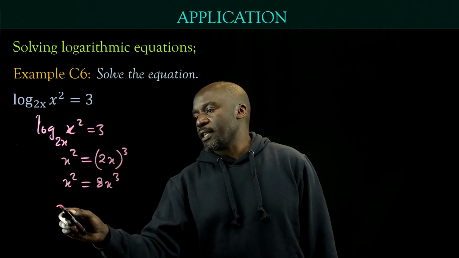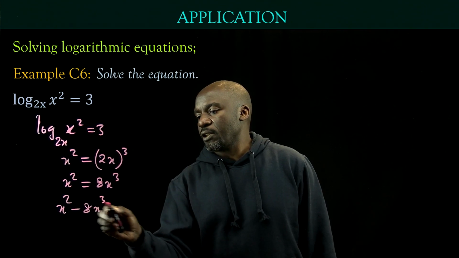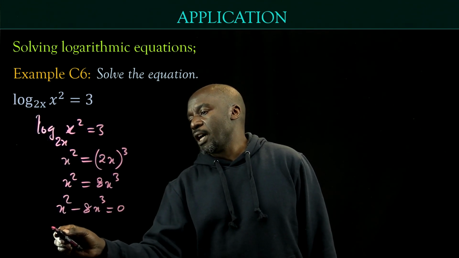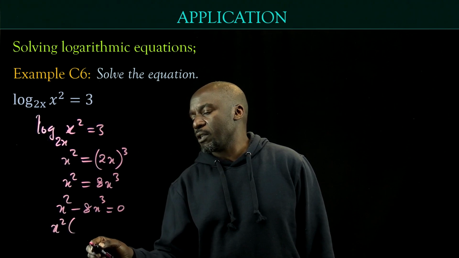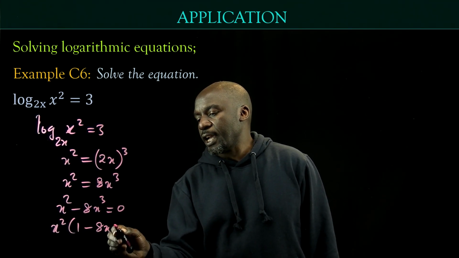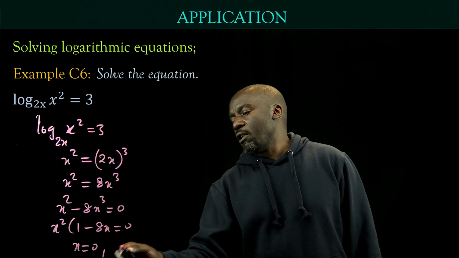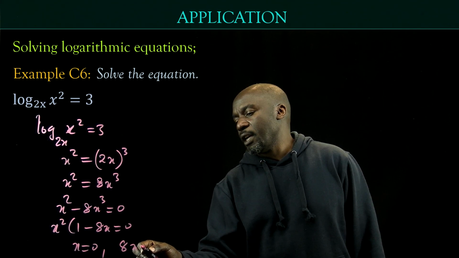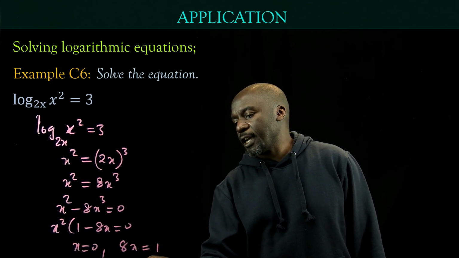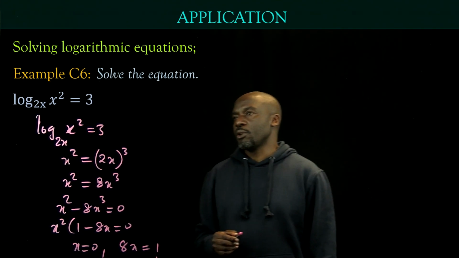I can write this as x squared minus 8x cubed equals 0. I can factorize x squared out, right? And I have 1 minus 8x outside. So obviously x is 0, or 8x equals 1, in which case x is 1 over 8, like that. And these are the potential solutions.